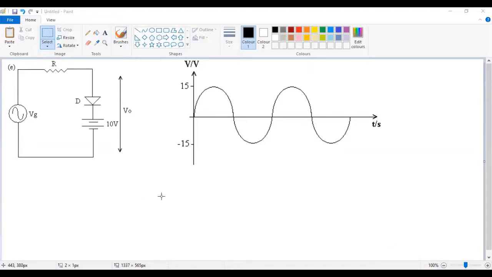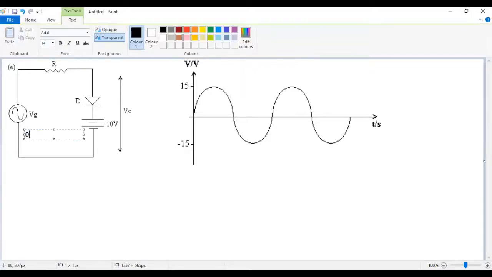Okay, now let's first see how your input waveform is changing. It's changing from 15 volts here to minus 15. That's the first thing. Now, to analyze this type of circuit where you have a battery, one trick you can use is you can assume that this terminal here is always at 0 volts. That's one trick which works very well.